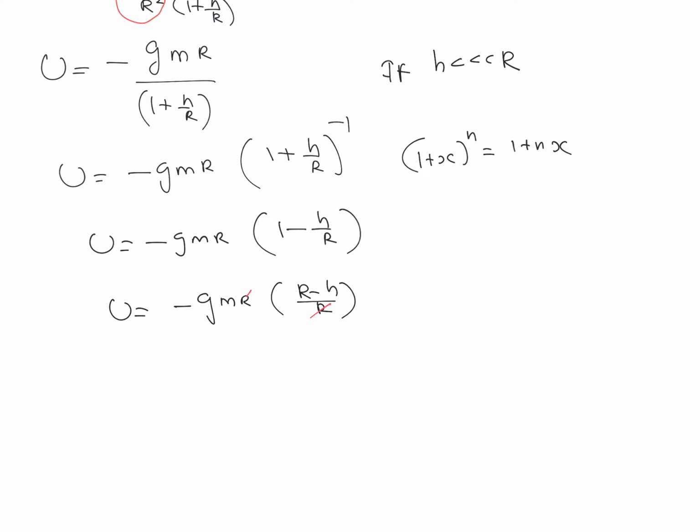So this r and this r get cancelled, so we'll get the answer for potential energy as minus of m into g into r minus h. Now this is potential energy.